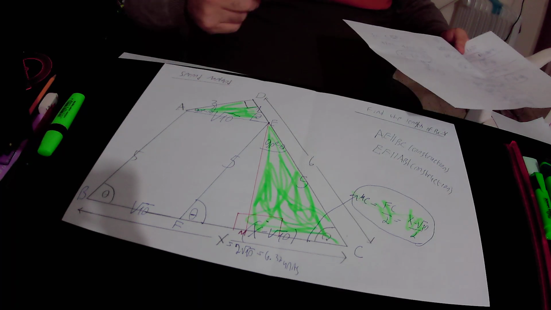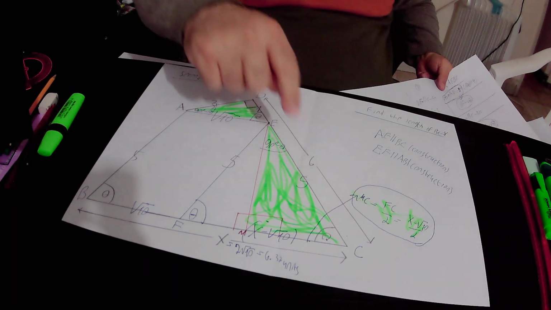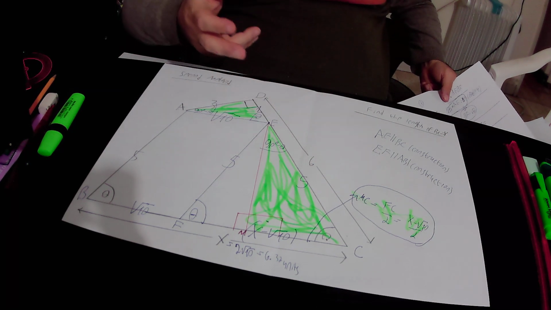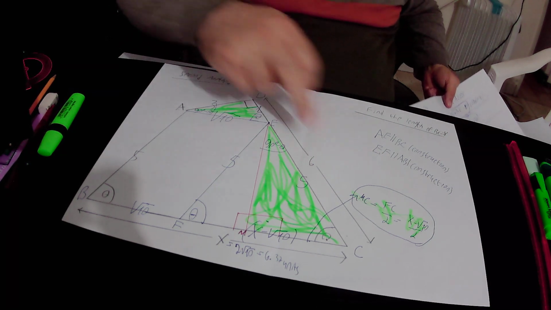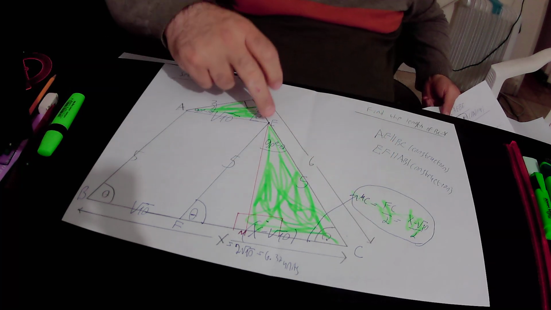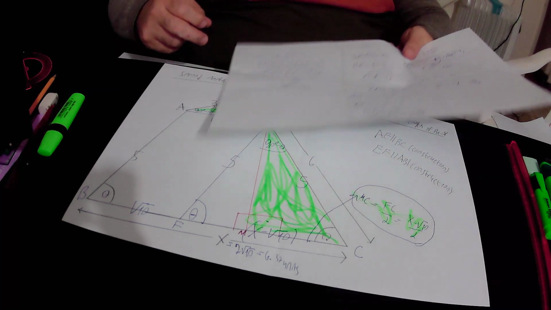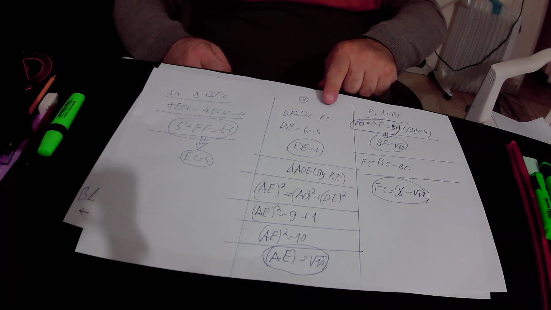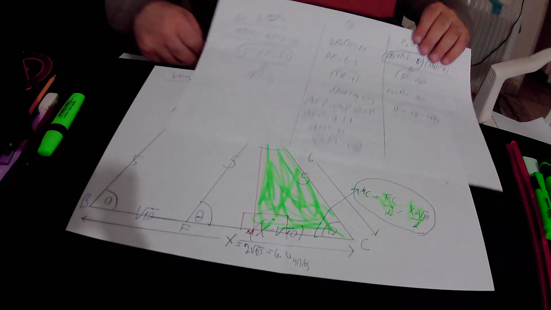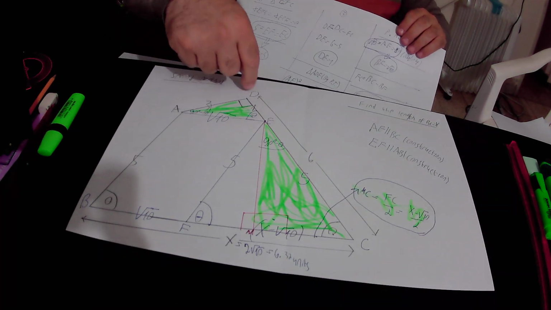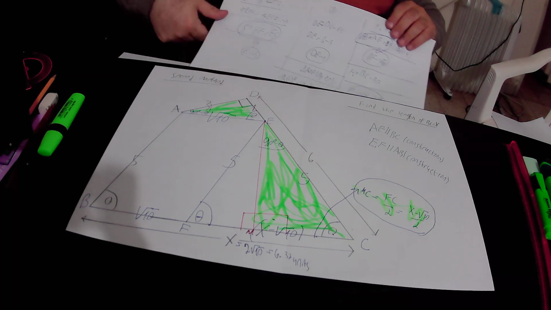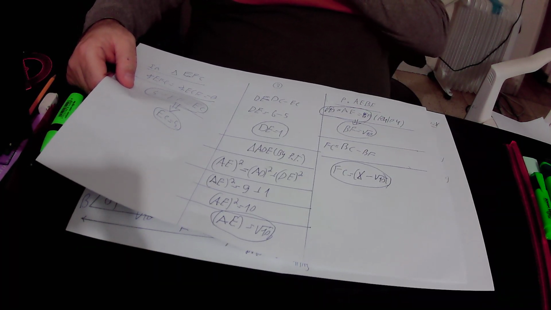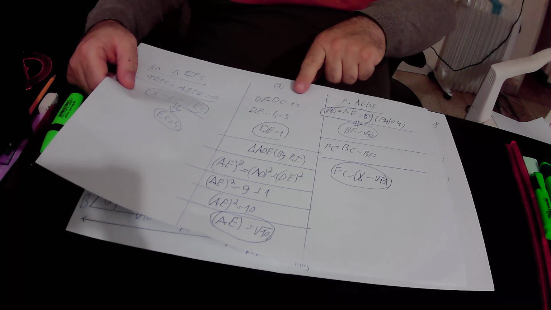Okay? And here, if EC equals 5 units and DC equals 6 units, then from the drawing you can see that DC minus EC equals DE. From the drawing it is very easy to see that DE equals DC minus EC.